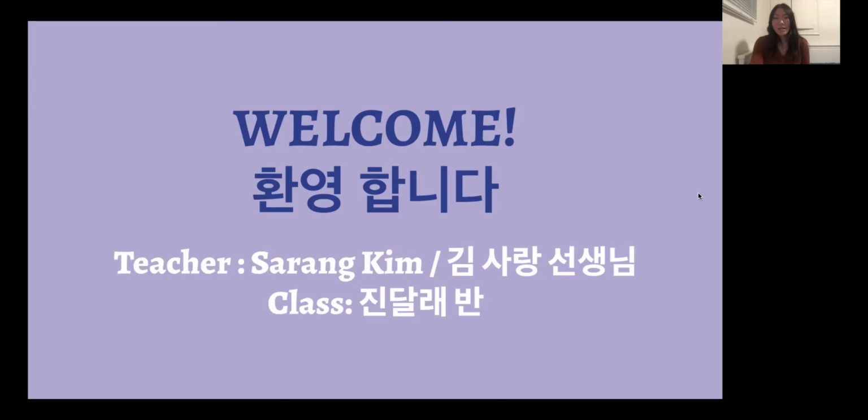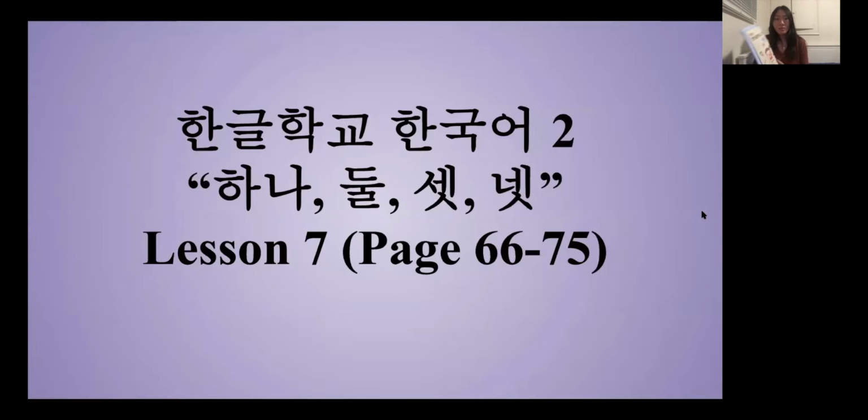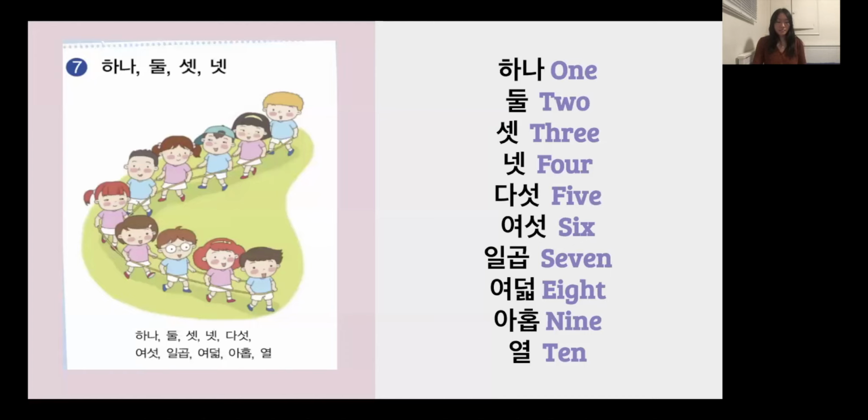Okay, so today, as always, we're going to do the next lesson in our blue book, our 한글학교 한국어 level 2 book. And today's lesson is on page 66 through 75. And the title is 하나, 둘, 셋, 넷. Okay, so everybody open to page 66. It should look something like this. Okay, this is lesson 7 in the book.